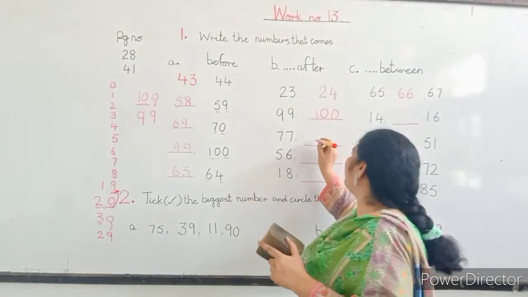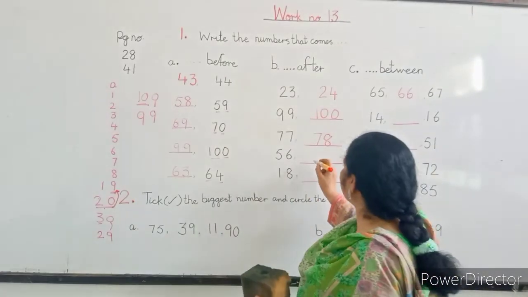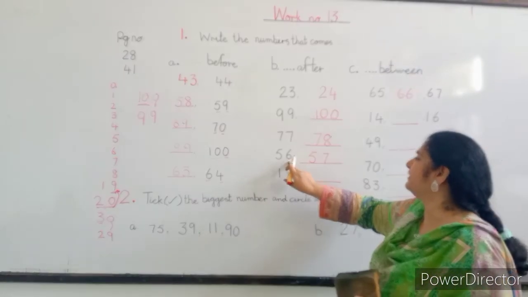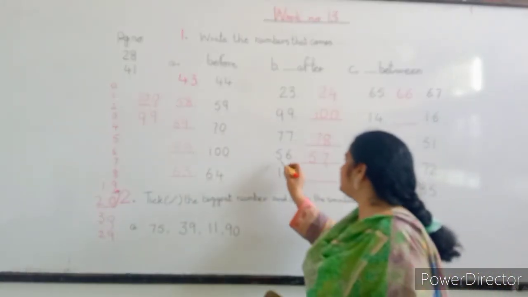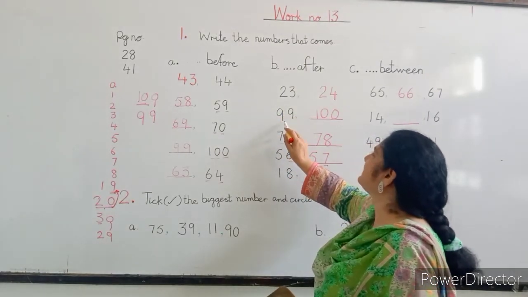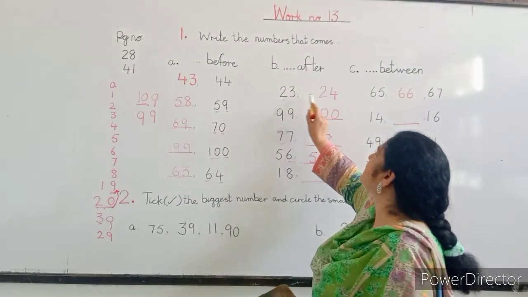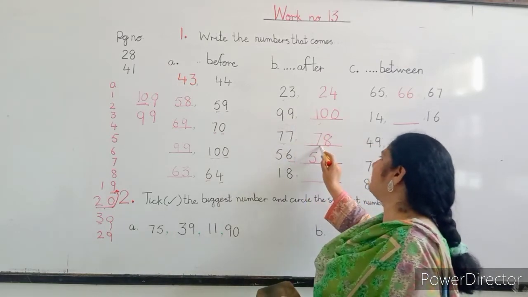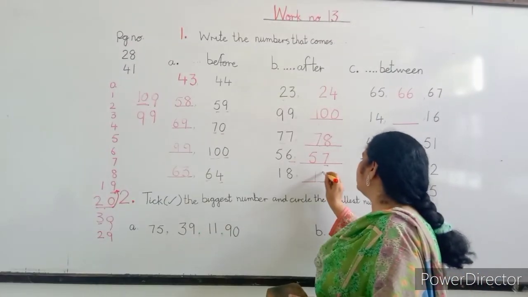77. Oh yes, 78. Very good. 56, yes, 57. Simply we are changing this number into the next. This one is going into the next number. Look, all the tens are the same. No, this 10 is not the same. This will change into the next 10, right? Now this 23 is 24, 99 is coming 100, 77 is 78, 56 is 57, 18 is 19.